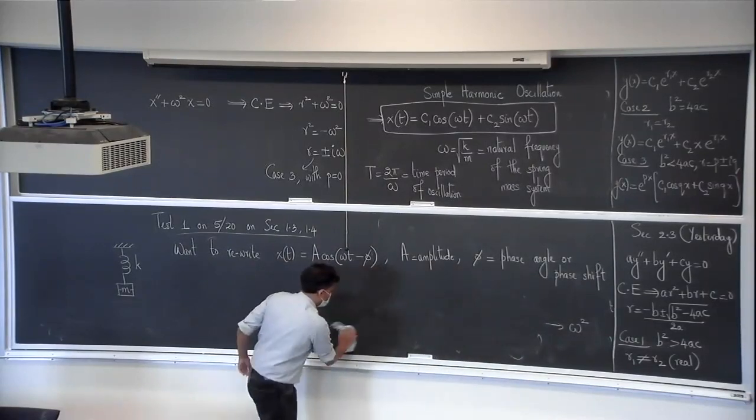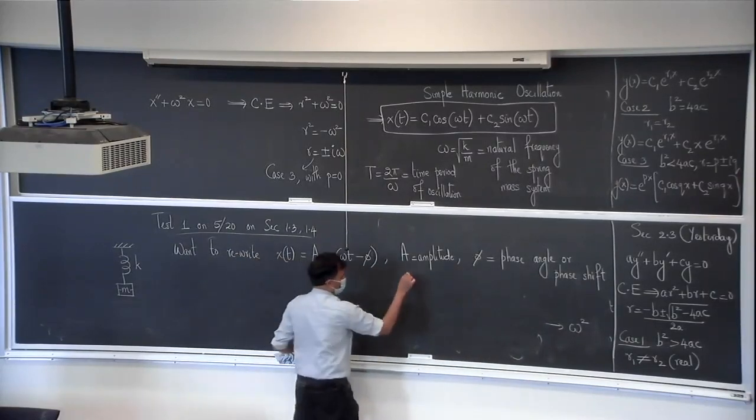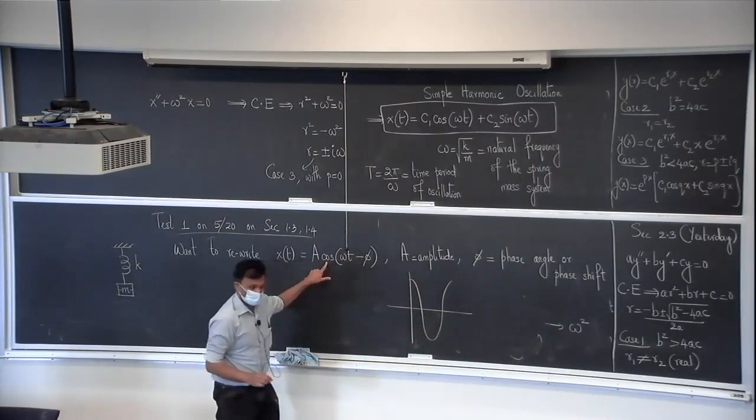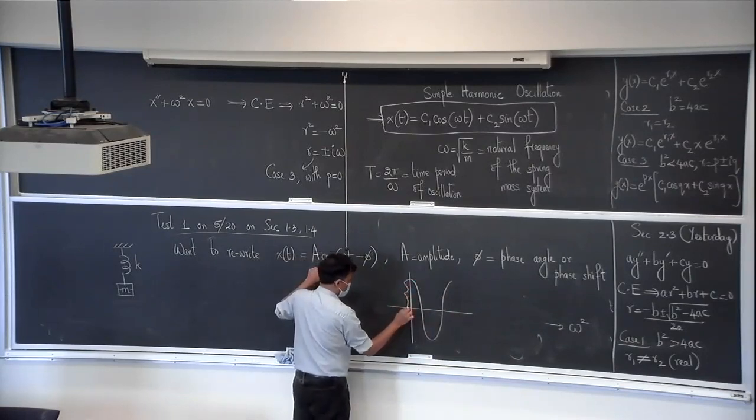So if you don't know what these words mean, amplitude is the height of the wave. Remember, it's a cosine wave. So this part here is the amplitude.